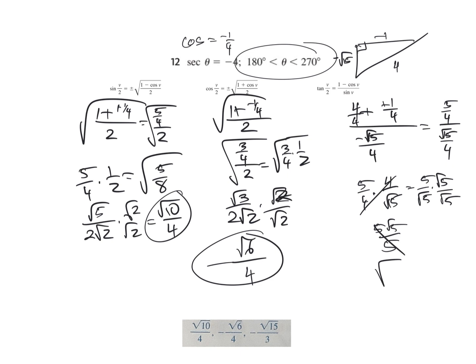15. That changes all of that. So this is 5 square root of 15 all over 15. And that's negative, and the 5 and the 15 reduce to 3 there. So this is negative square root of 15 over 3.